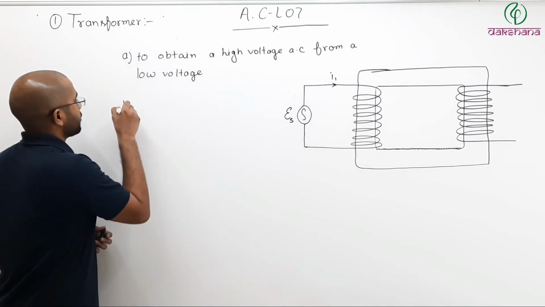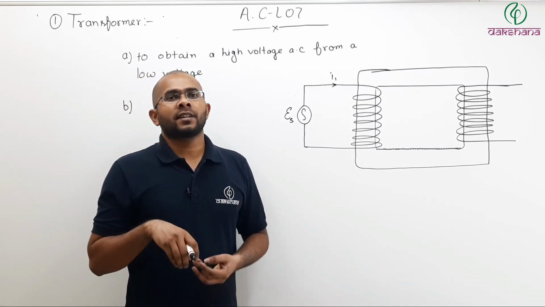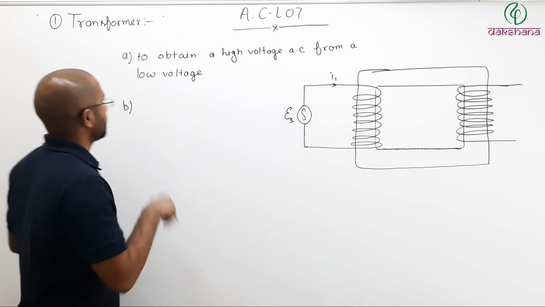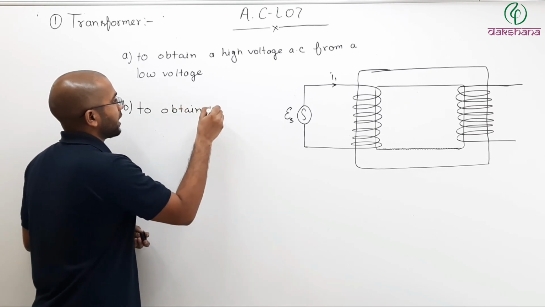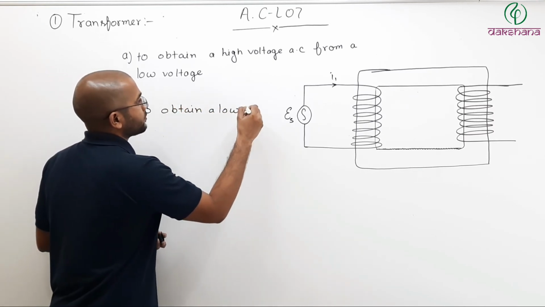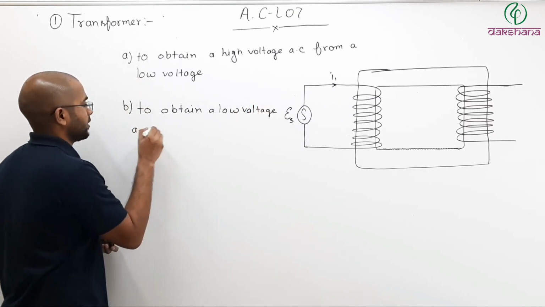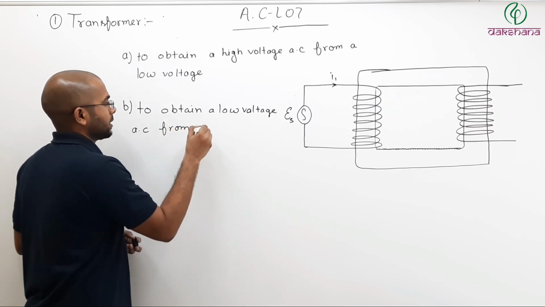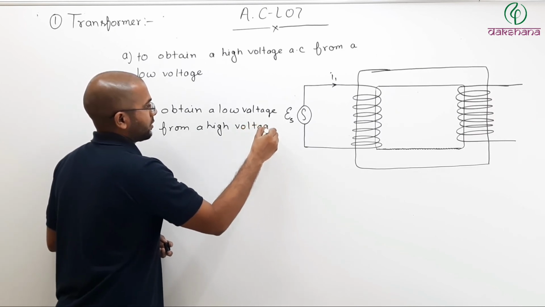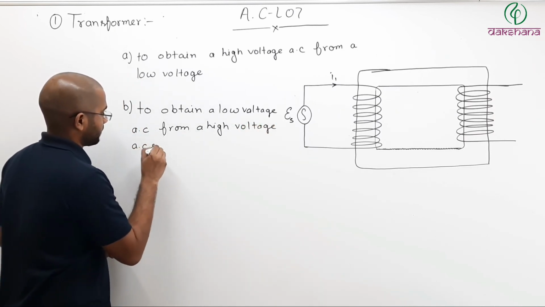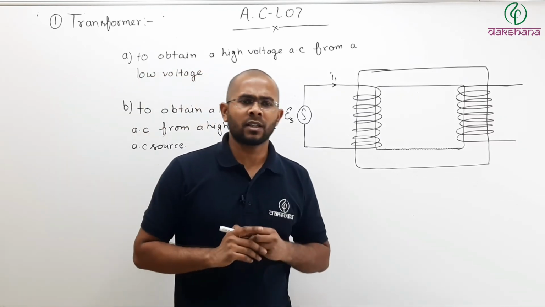Okay. So as you can guess, the second purpose is to obtain a low voltage AC from a high voltage AC source, like this, a high voltage AC source. So these are the two main things for which transformers are generally used.